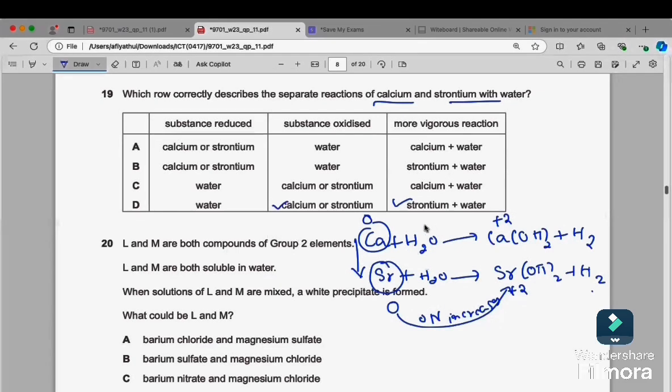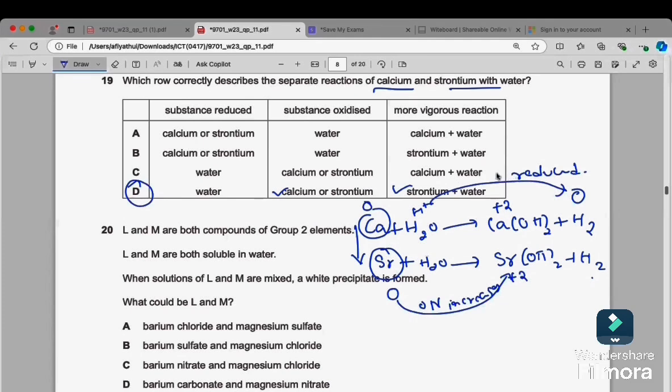And the substance which is reduced, so here H plus, and here it is 0. So it is +1 to 0. So it decreases. So the substance which is reduced is going to be the water. Therefore, the correct option is D. Oxidation number increases means oxidation. Oxidation number decreases means it should be reduction.